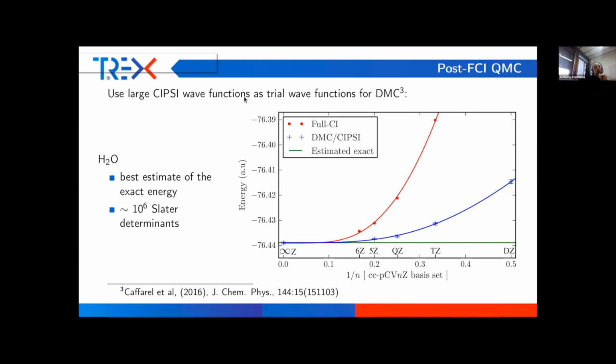And so usually we talk about post-Hartree-Fock methods, and so here, just for fun, we talk about post-full CI methods, where we do the quasi-full CI and then we do the DMC on top of it.